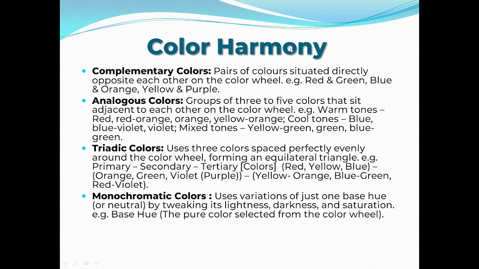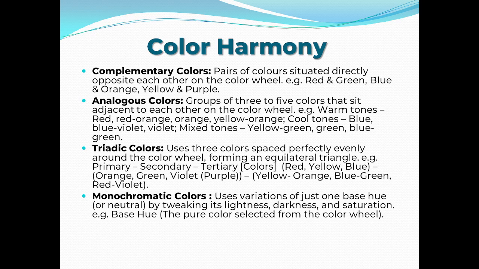So now we have forms of color harmony, how we use colors together to achieve this color harmony. The first form is complementary colors. So, what are complementary colors? Complementary colors are pairs of colors situated directly opposite each other on the color wheel. Examples we have are red and green, blue and orange, yellow and purple.